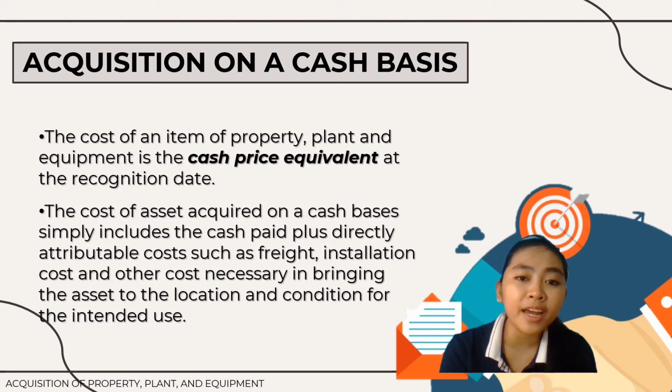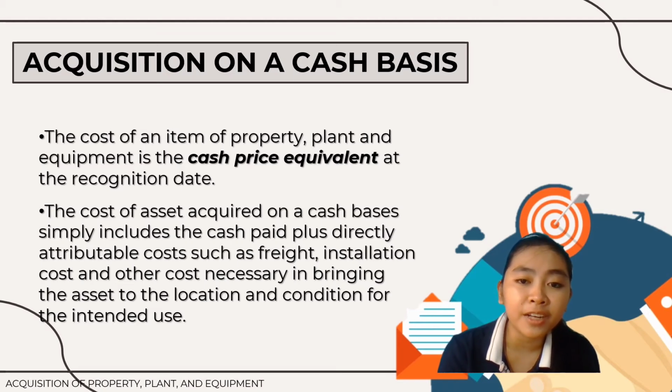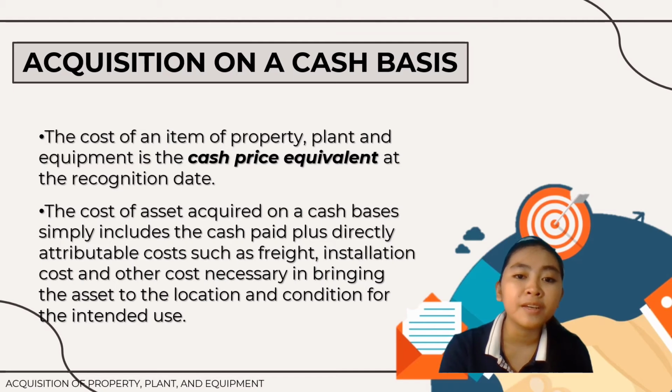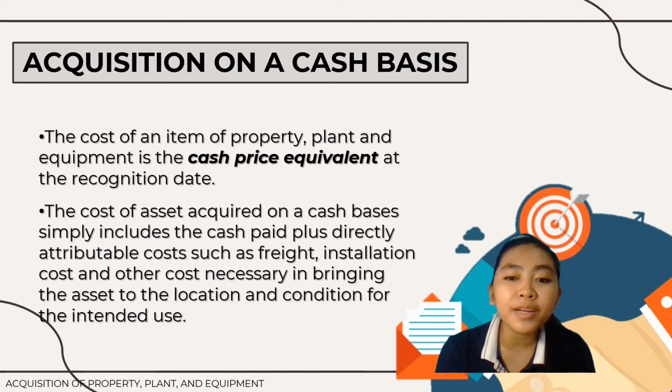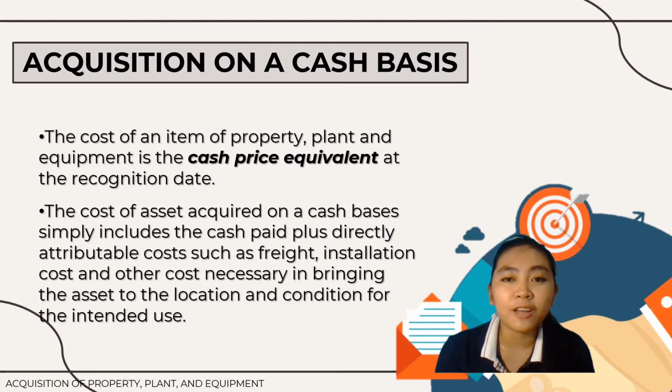Dito, the cost of an item of property, plant, and equipment is the cash price equivalent at the recognition date. The cost of an asset acquired on a cash basis simply includes the cash paid plus directly attributable costs such as freight, installation cost, and other costs necessary in bringing the asset to the location and condition for the intended use. For example, if bumili ang company ng office equipment worth 20,000 pesos and may freight cost na 2,000 and installation cost na 1,000, ang amount na ire-record sa equipment ay yung total ng lahat ng cost, which is 23,000.